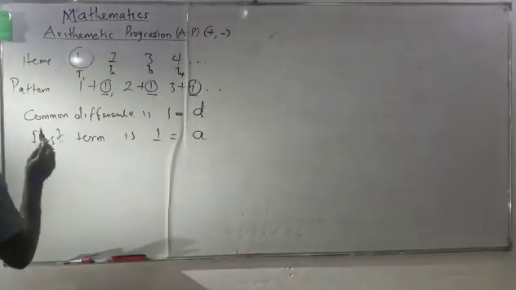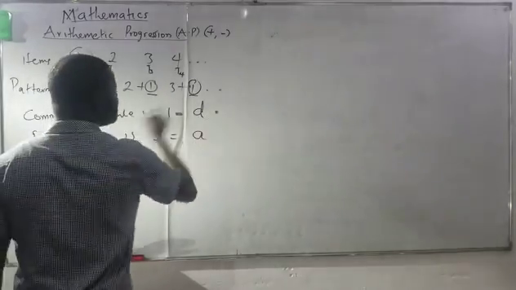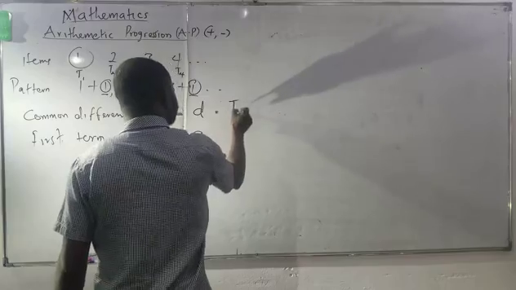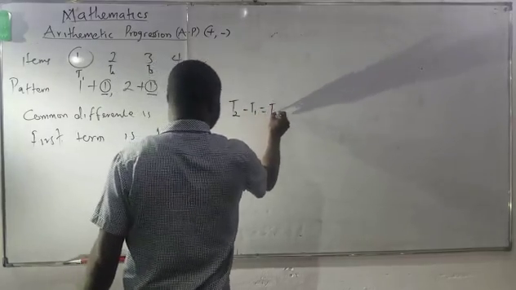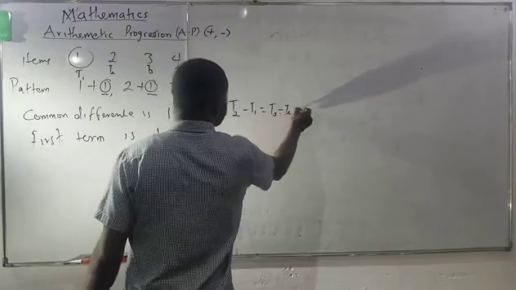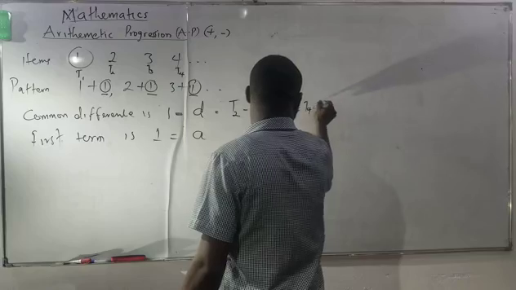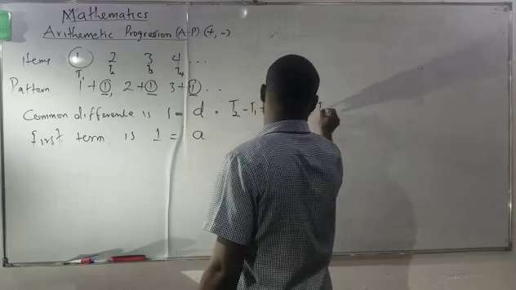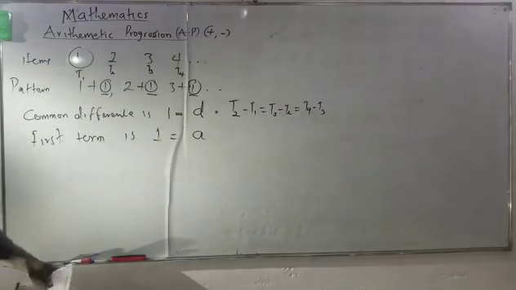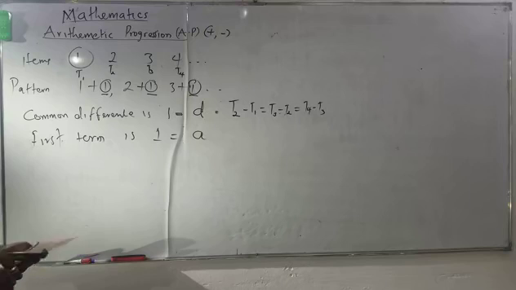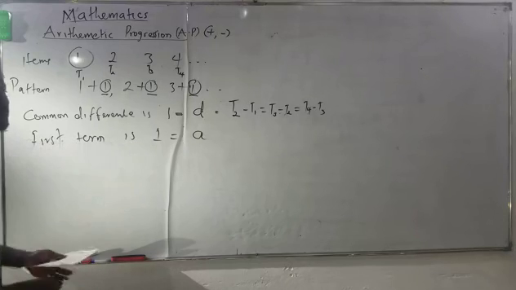For me to get my common difference, I find T2 minus T1. It must also equal T3 minus T2, and also T4 minus T3, and so on. It must have a common difference. My first term, I've explained that to you.